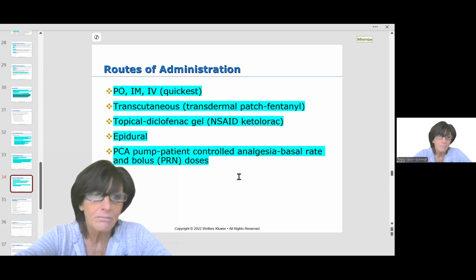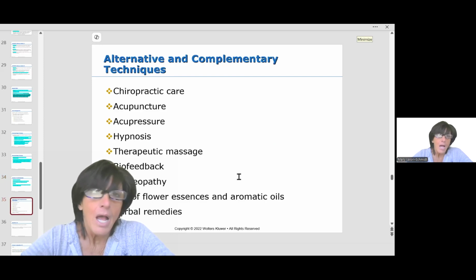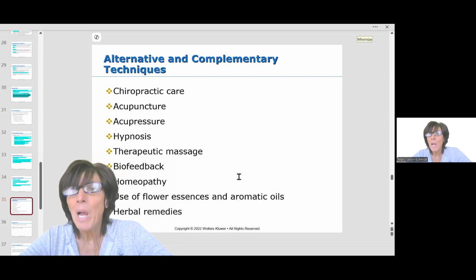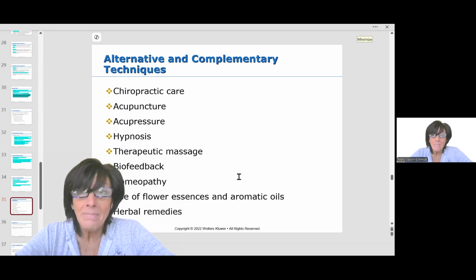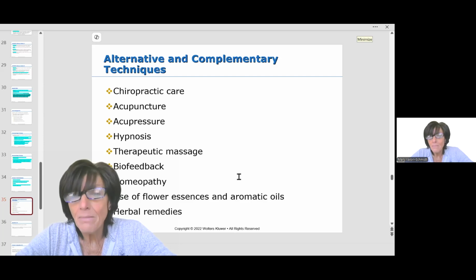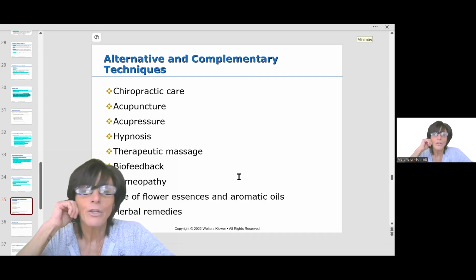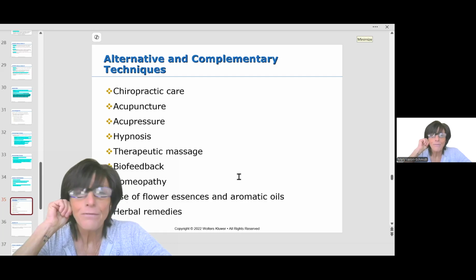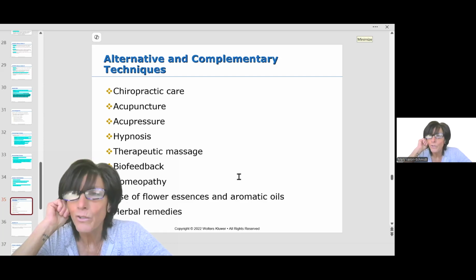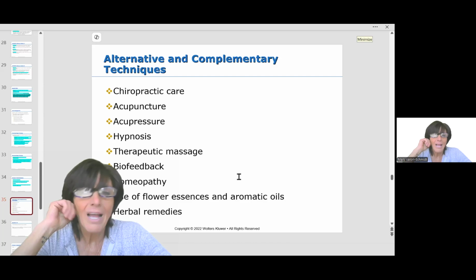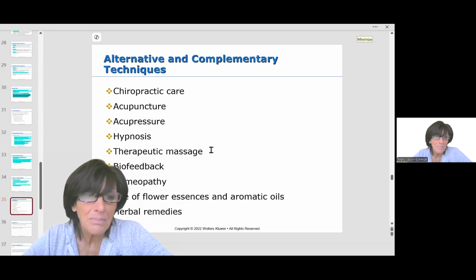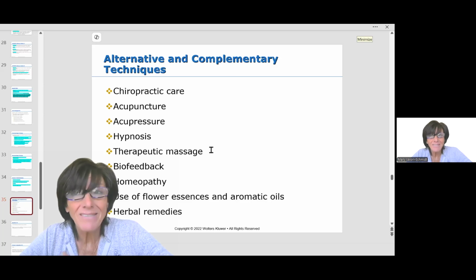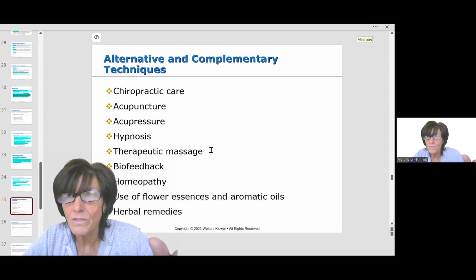Make sure you know that. Okay. Then there are alternative and complementary techniques for pain: chiropractors, acupuncture, acupressure, hypnosis, massage, biofeedback, which we'll talk more about later, homeopathy, flower essences, aromatic oils, and herbal remedies. I mean, there's no proof, but if the patient says that it works, then it works.